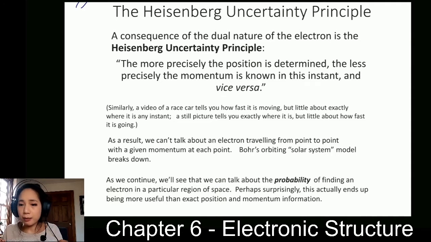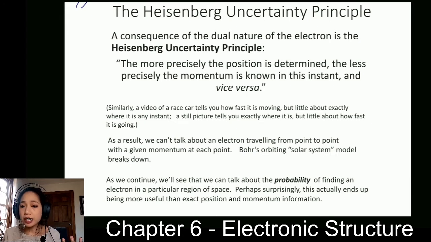But when you take that picture and you know exactly where their position is, what we lose is information about how fast they're going, because you just took a snapshot and now in that picture they're all just stationary. So we know nothing about how fast they were going.